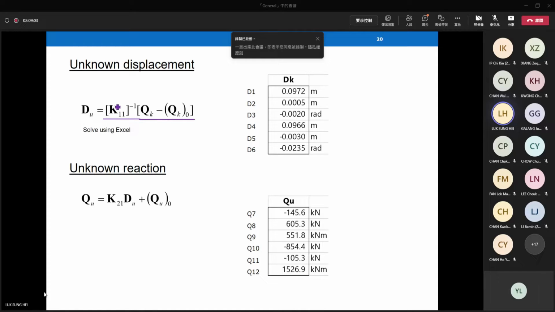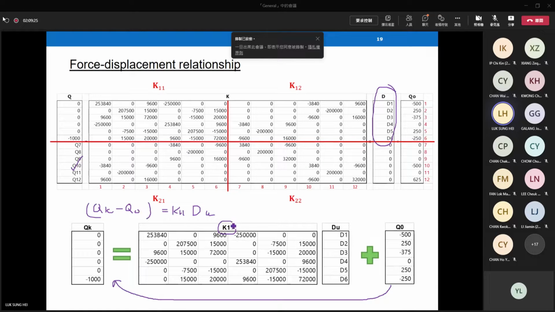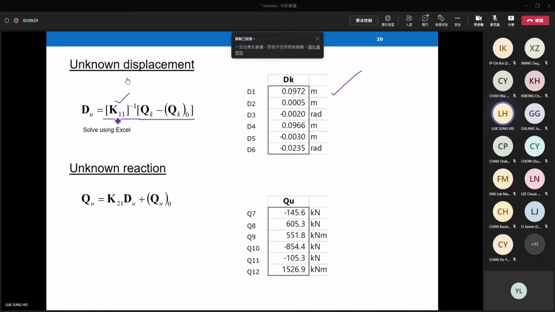You can use the command MINVERSE to find K11 inverse. You can use the command MMULT, matrix multiplication, to multiply two matrices together. Then you can successfully get this displacement vector. In your assignment solution, you may express it in a similar manner. Just tell me what QK, K11, Q0 are, and then you can put down the equation and say that by Excel, you get the solution like this.